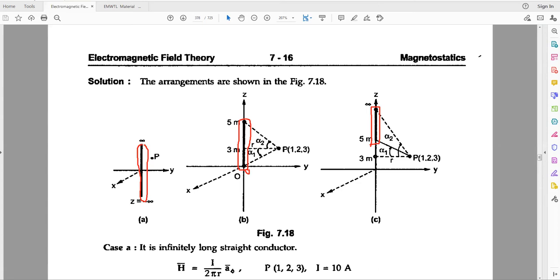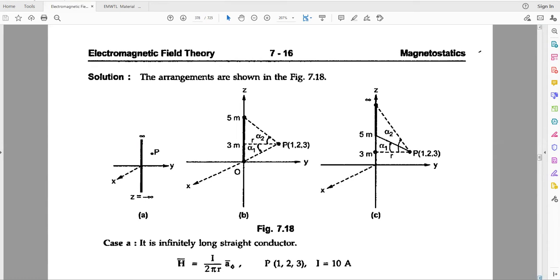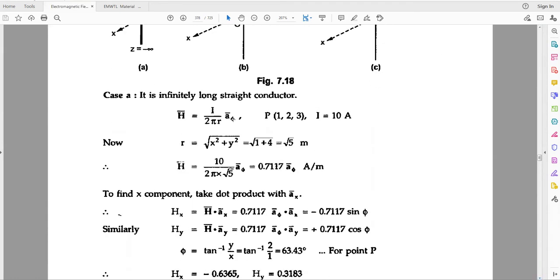Okay, in the first case you can take it as an infinitely long straight conductor. What is the formula? The field we know is I by 2 pi r into A phi bar, my dear students. We already derived this expression in the theoretical classes. H bar is equal to I by 2 pi r into A phi bar. What is the current given? The 10 amperes. And the point is given at 1, 2, 3. And you have to find it in Cartesian coordinates, they are asking. So 1, 2, 3. And because it is on the Z axis, eliminating the Z component, you can take the remaining two to find r, under root of x square plus y square. 1 square plus 2 square is 4, under root of 5 meters. Substitute in H bar, as I is given 10 amperes and 2 pi r is under root of 5, A phi bar.